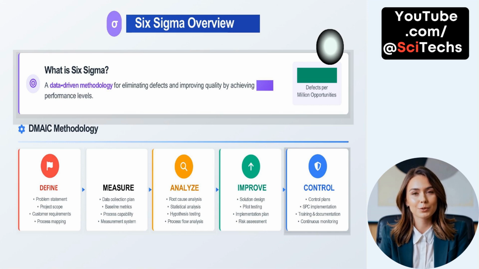Six Sigma Overview. Six Sigma is a data-driven methodology focused on reducing defects and enhancing quality by striving for high performance across processes. It aims to reach near perfection, typically defined as no more than 3.4 defects per million opportunities. This method relies on statistical tools and disciplined problem-solving to improve outcomes systematically and predictably. At the heart of Six Sigma lies the DMAIC methodology, a structured 5-phase approach.